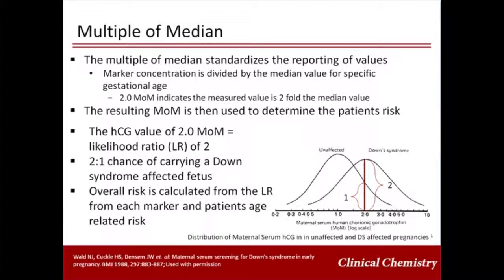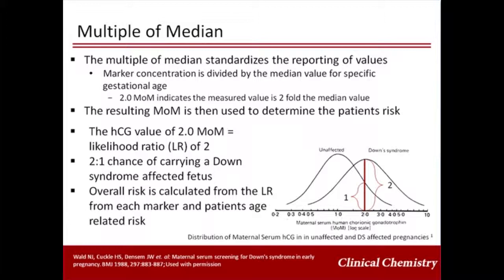In this example, the HCG multiple of median was determined to be 2.0. This value is plotted on a distribution of HCG values in normal and Down syndrome affected pregnancies. As you can see in this simplified example, an HCG value of 2.0 multiple of median is equal to a likelihood ratio of 2 of carrying a Down syndrome fetus versus an unaffected fetus. This likelihood ratio is then multiplied by the patient's age-related risk to determine the risk of carrying an affected fetus.